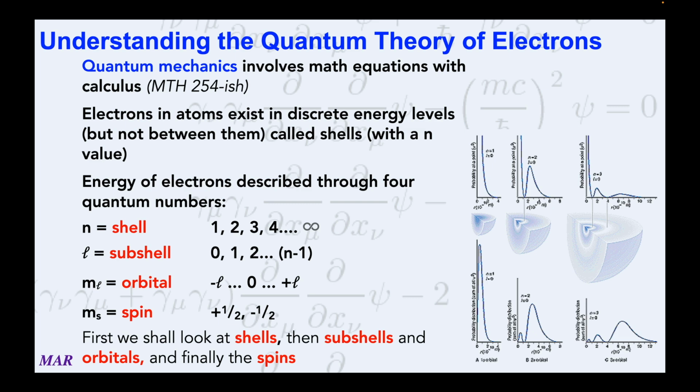Now, M sub L depends on L, just like L depends on n. M sub L represents the number of orbitals, the number of places that electrons can be around the nucleus. M sub L goes from minus L to positive L, and an M sub L value of 0, again, doesn't mean it's nothing. That's a valid number for M sub L. And M sub S is the spin quantum number. It only has two values, positive 1/2 and negative 1/2. So in this lecture, we're going to first look at shells and subshells, then we'll talk about orbitals, and then finally we'll talk about the spin quantum number and how those apply.